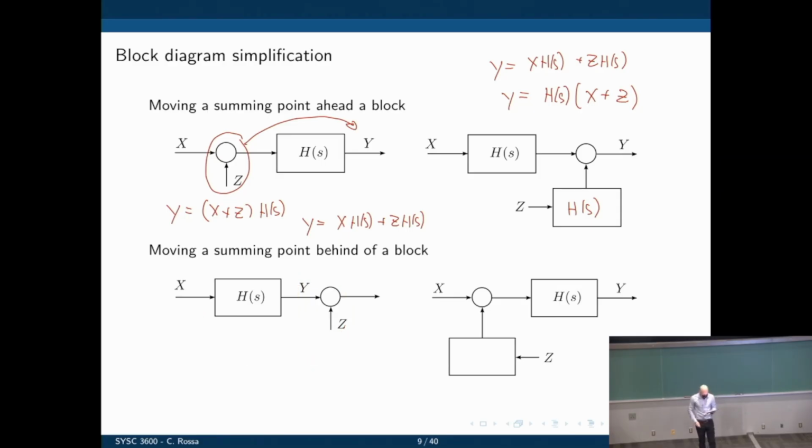Well, let's see what the output signal is. Let's call the signal P. And what is the equation of P? P is X times H of S plus Z.